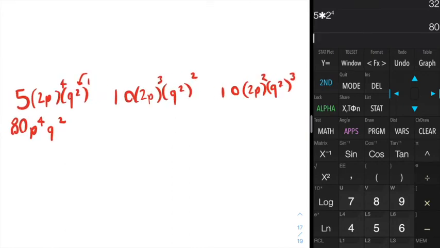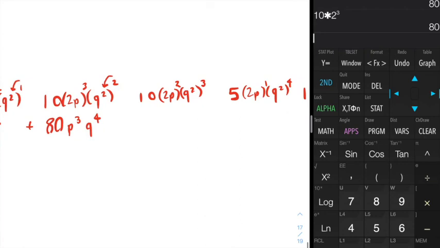Next one here is going to be 10 times 2 raised to 3, that'd be 80 again. That was a coincidence. And then that would be p q, and then watch here. You got to distribute or multiply your powers. This will be q to the 4th right there. You're multiplying, not adding, though.